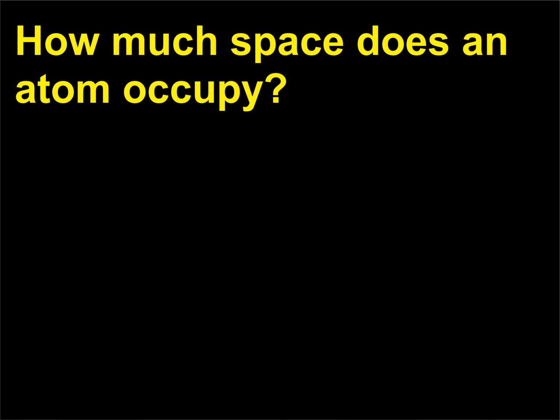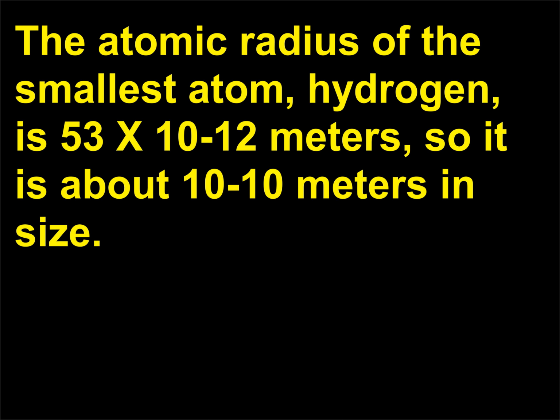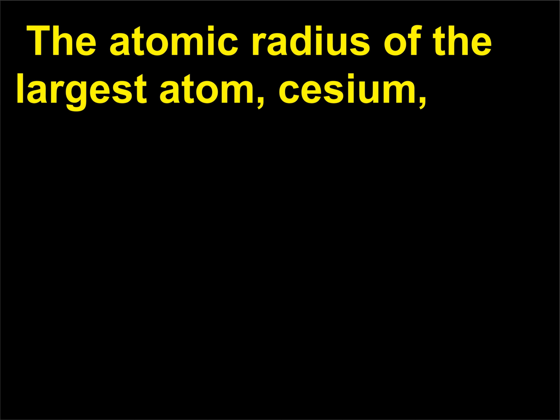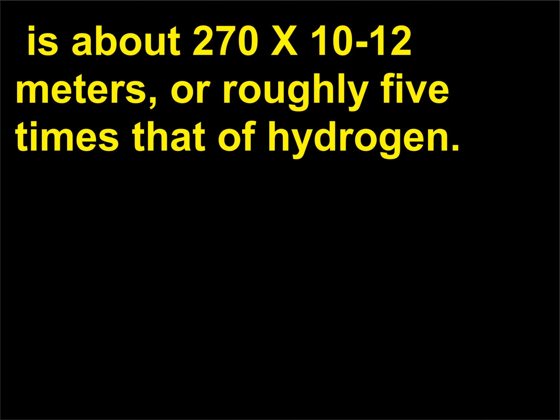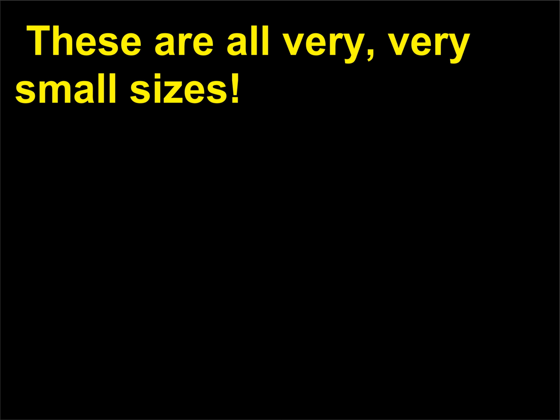How much space does an atom occupy? The atomic radius of the smallest atom, hydrogen, is 53×10^-12 meters, so it is about 10^-10 meters in size. The atomic radius of the largest atom, cesium, is about 270×10^-12 meters, or roughly 5 times that of hydrogen. These are all very, very small sizes.